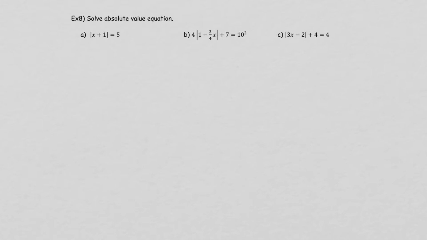So when we're looking at the first one, I should be able to get rid of this absolute value, and I can only do that when it's isolated. So absolute value by itself on one side, then we can take the absolute value off, and then x plus 1 should be equal to 5, and x plus 1 should be equal to negative 5.